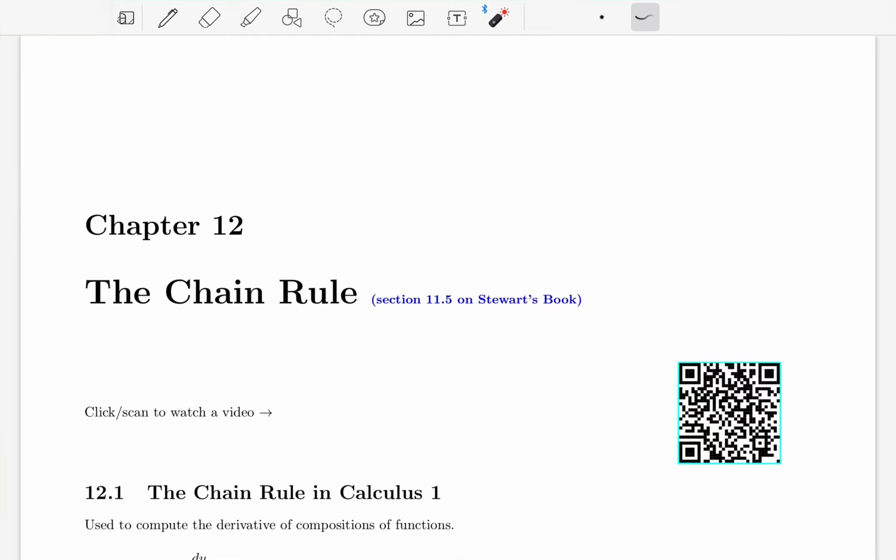Hello. In this video, I'm going to go over section 11.5, the chain rule. Now, the reason why we're looking at the chain rule in Calculus 3 is because when we were using the chain rule to solve related rates problems in Calculus 1, say for example for the cone, we had to make sure to have a relationship between the height and the radius because of the formula for volume.